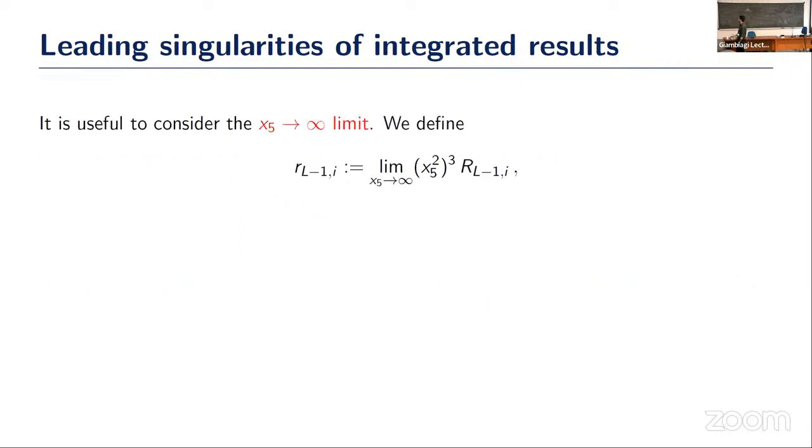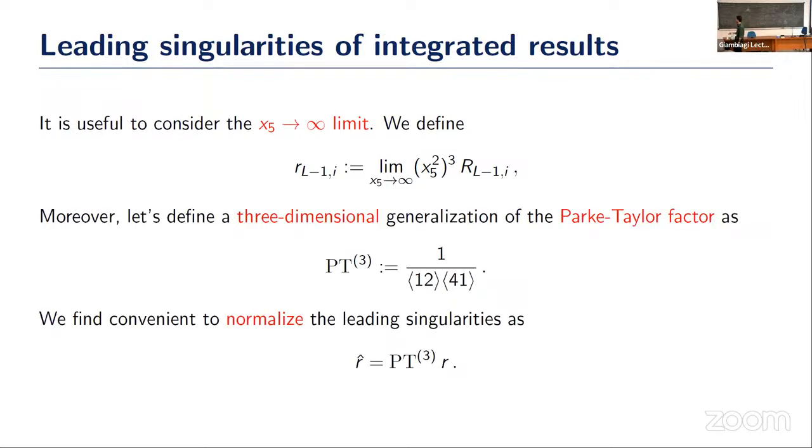For this, it's useful to consider the Lie singularities in the frame in which the unintegrated loop variables go to infinity. We can do this because of the conformal symmetry of the results. Also, it's useful to normalize the Lie singularities by the three-dimensional Parke-Taylor factor, and by this I mean the factor that multiplies the delta functions in the tree-level amplitude.